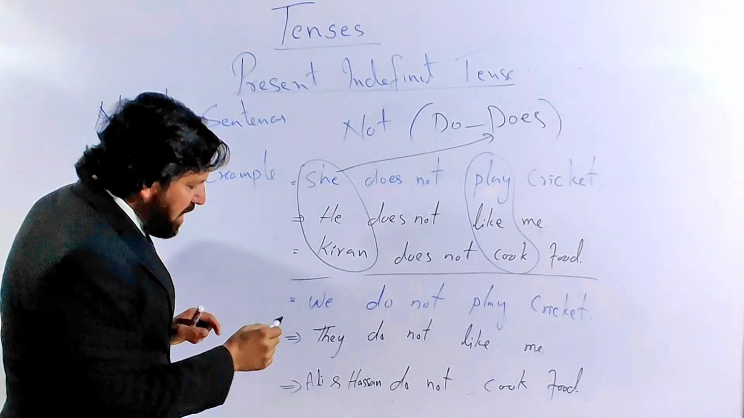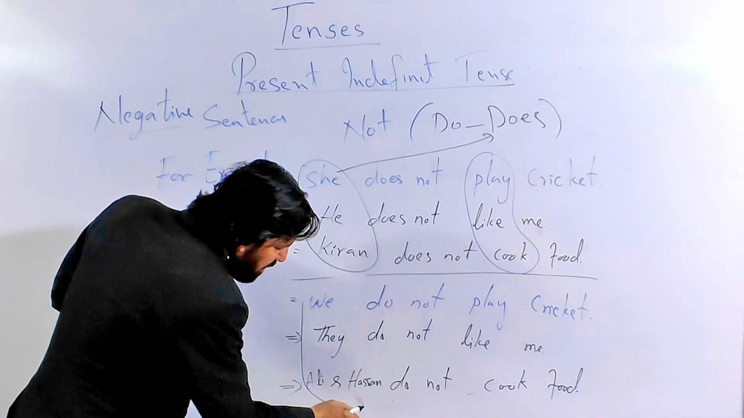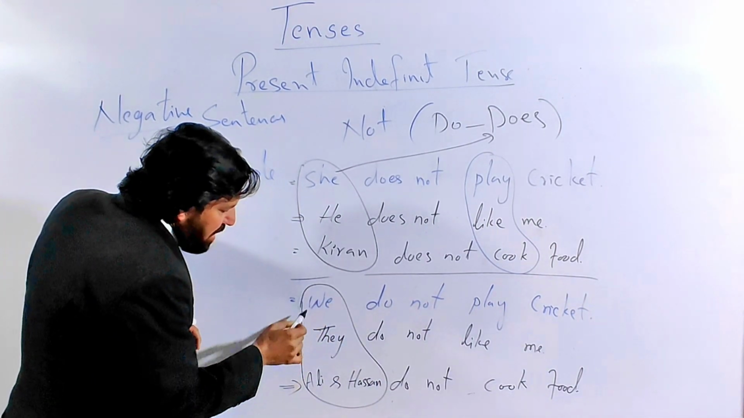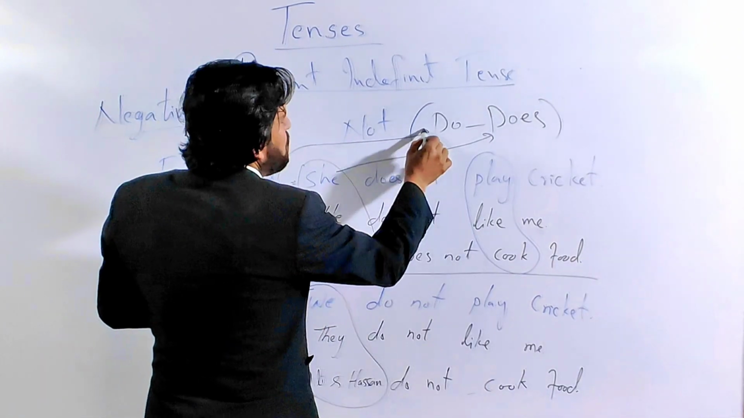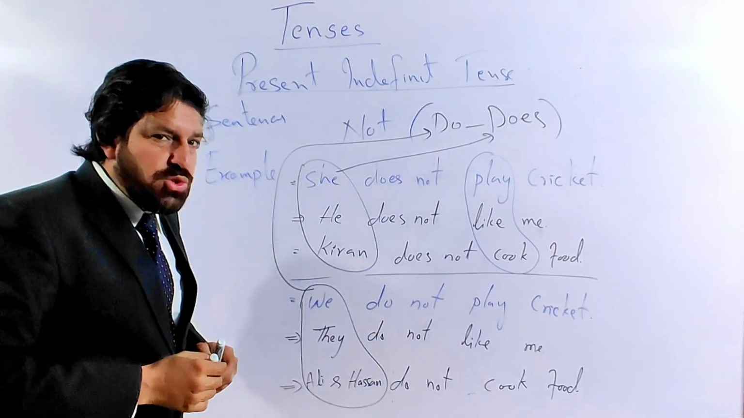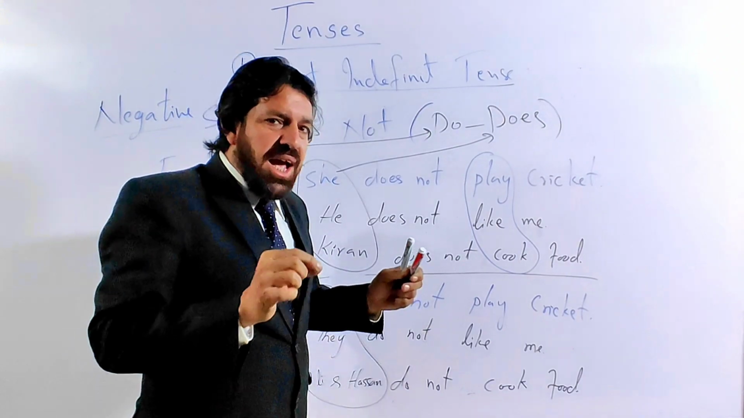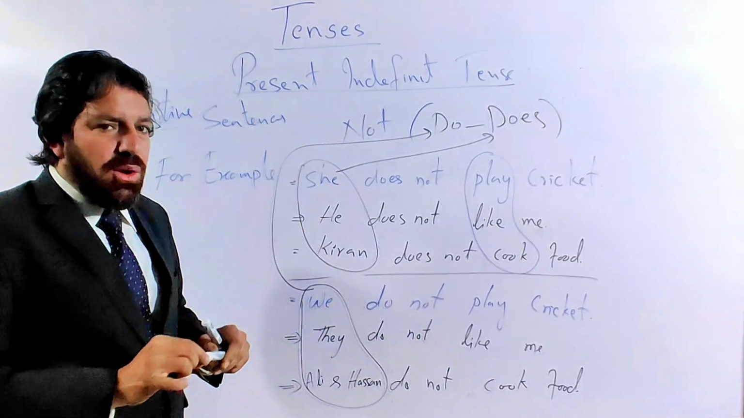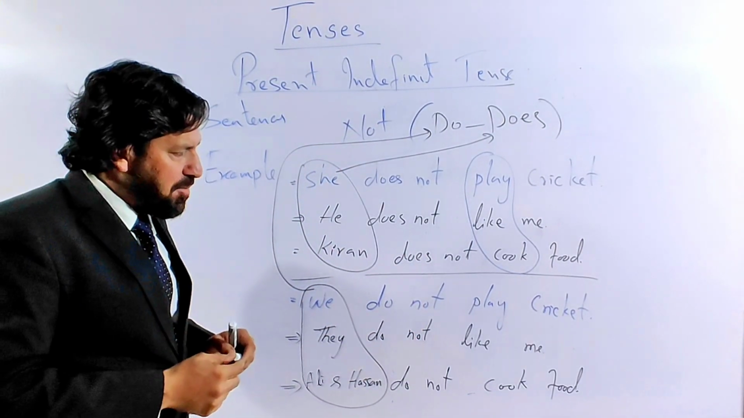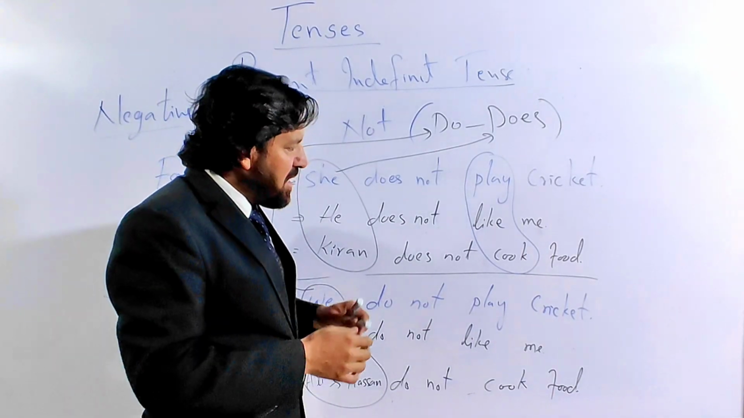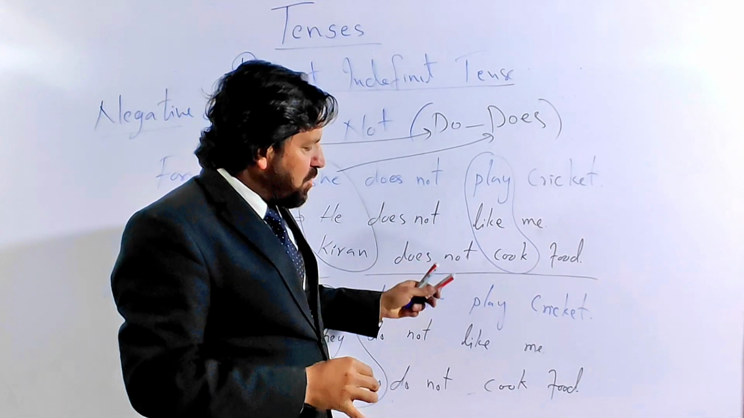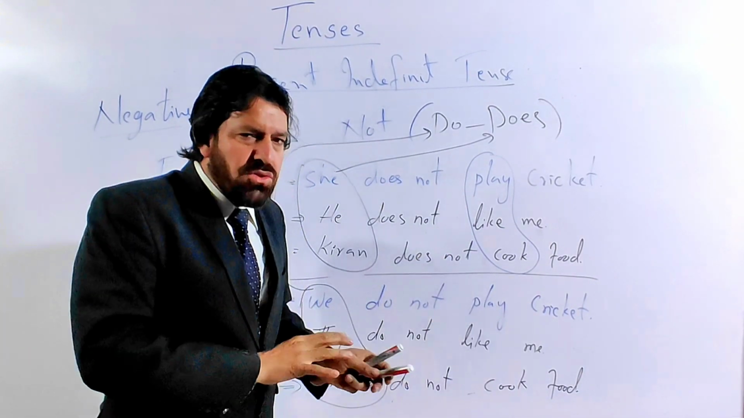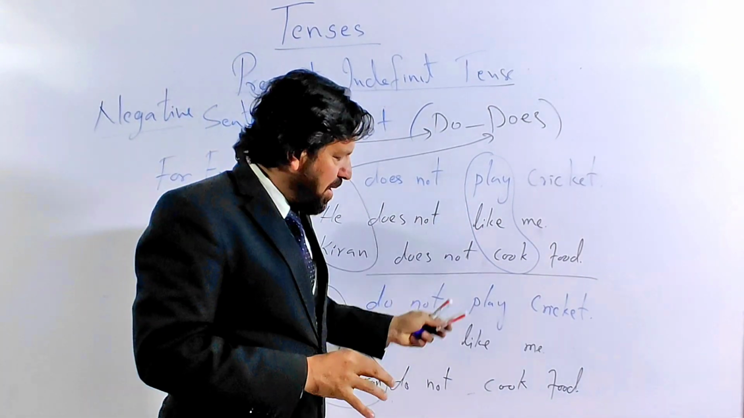Whenever you use I, we, they, you plus a plural noun and pronoun, then you have to use do. All right, so do is used with plural nouns and pronouns, and does is used with singular nouns and pronouns. The next technique which I am going to teach you is that in present indefinite tense negative sentences, you have to use only the first form of the verb, not s or es, with the first form of the verb, right?